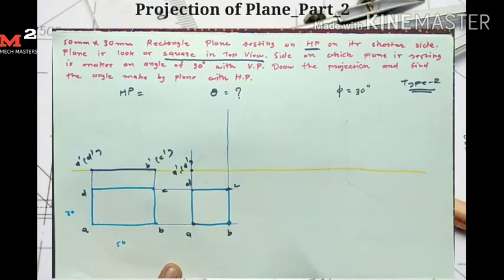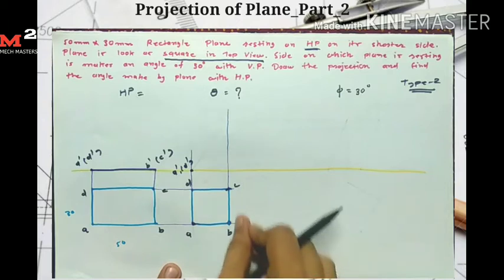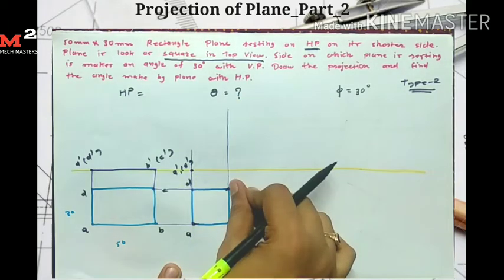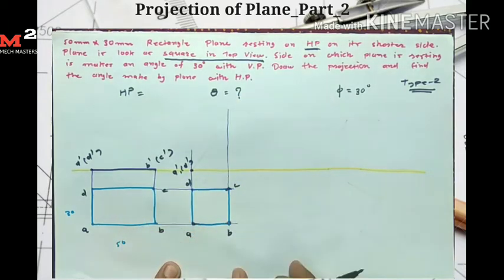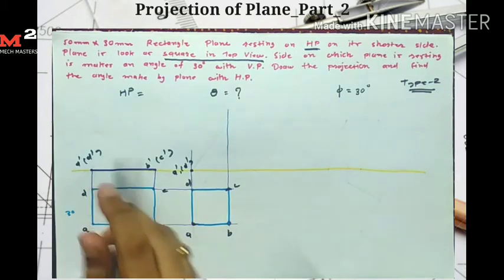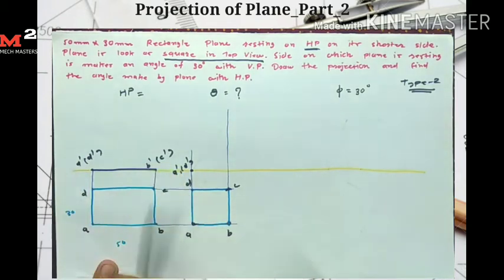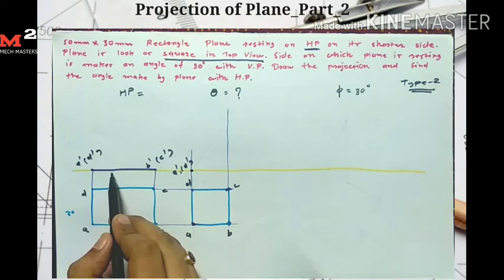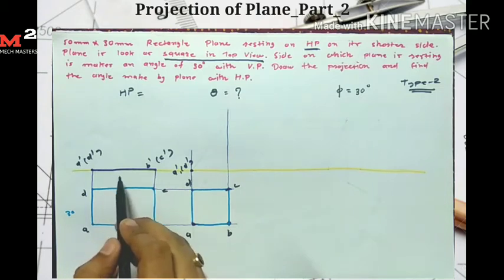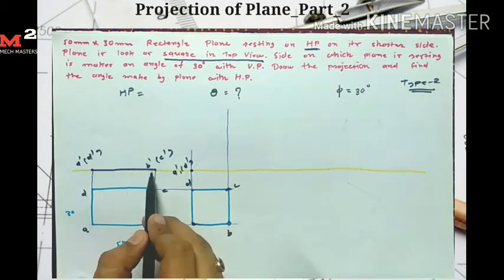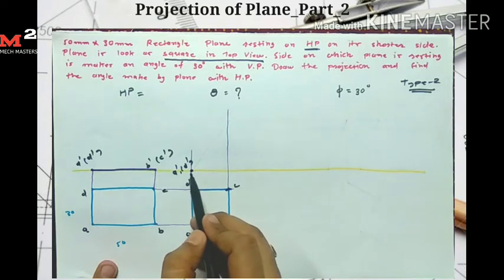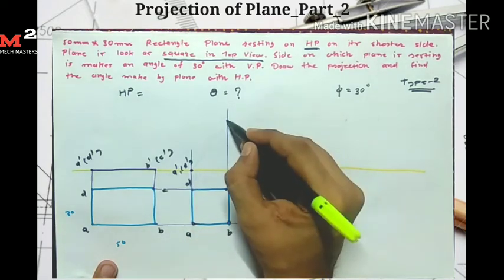Now for getting the points B and C, I have two conditions. B and C points are on this projection line, and the distance of the B and C points from the A and D points is equal to 50 mm. So I draw this line at an angle of theta. I take 50 mm as a length and A dash as a center, and I draw one arc which intersects here.